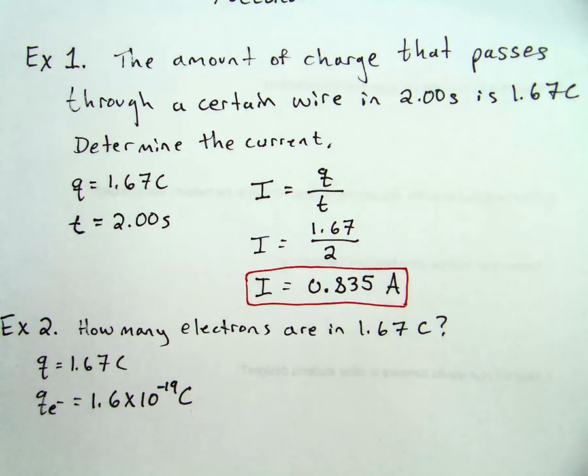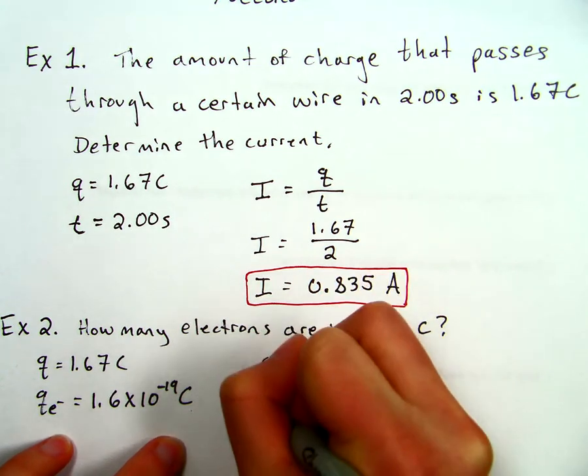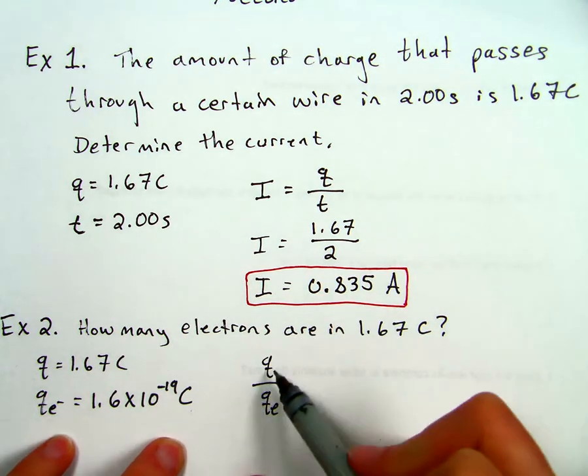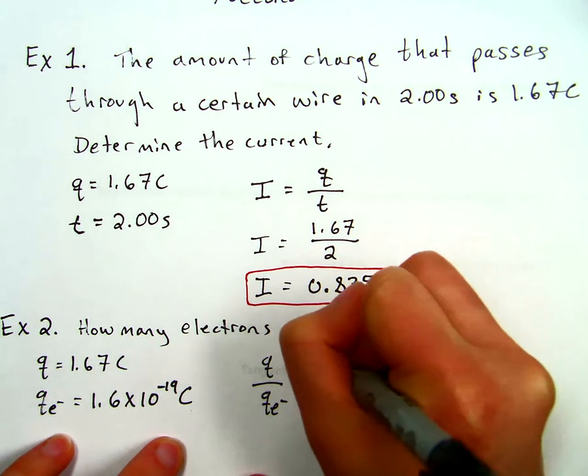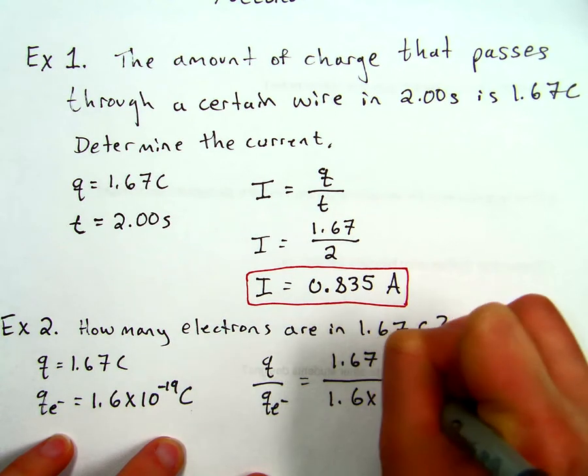So how do we figure this out? Well, this might look like a hard problem. You know, electrons, coulombs, but you've seen these problems in math class all the time. If we have 100 Snickers bars to split between 5 people, how many Snickers bars does each person get? Well, all we have to do is divide. It's the same thing here. So we're going to get Q over Q_e minus. So the total charge divided by the charge in an electron. So 1.67 divided by 1.6 times 10 to the negative 19th.